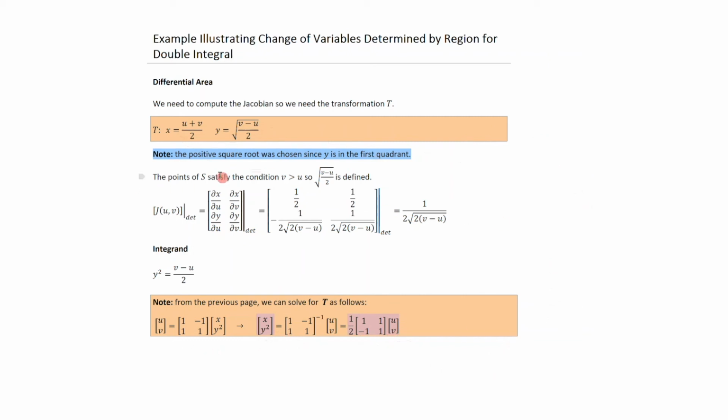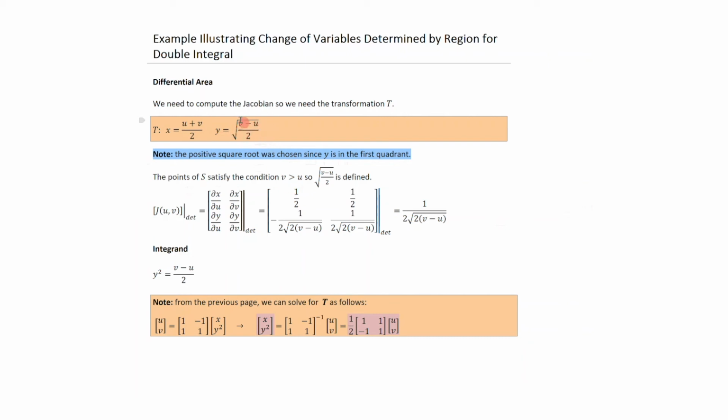So note, the positive square root was chosen. You might ask, why not plus or minus? Well, it's chosen because y was in the first quadrant. So this is the only choice. This is the obvious choice. Now we also have to check that the points of S satisfy the condition that v be greater than u. Why?